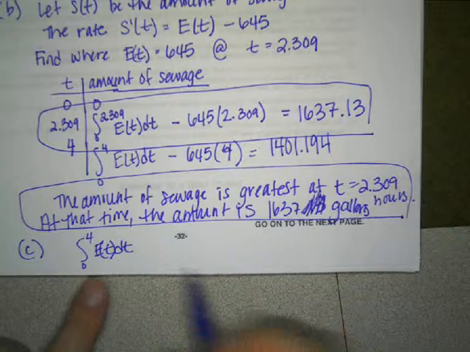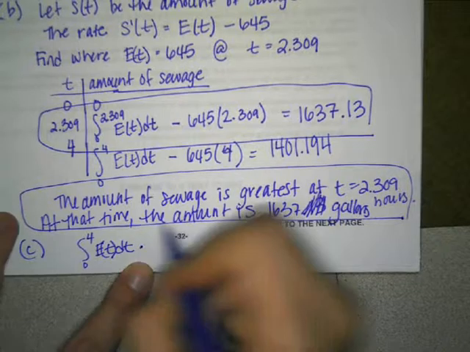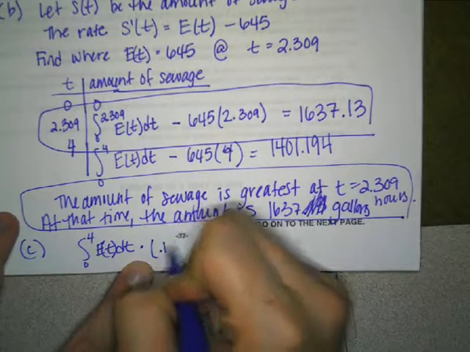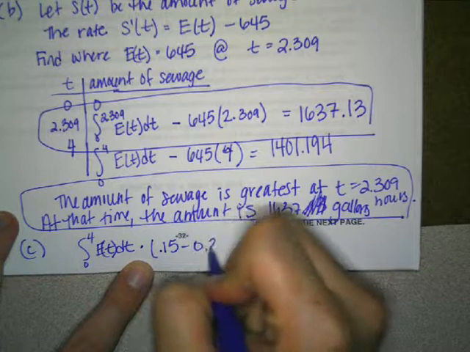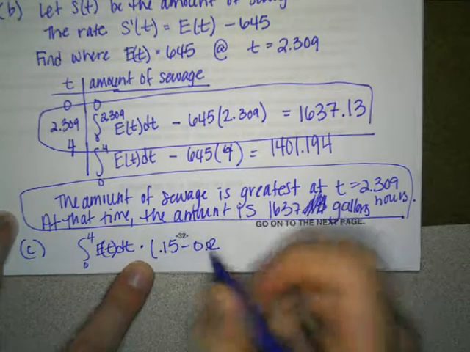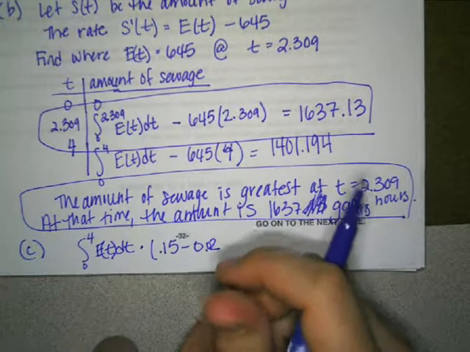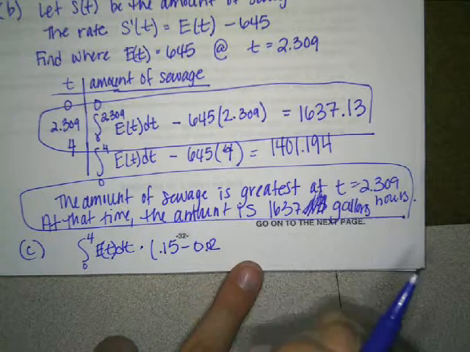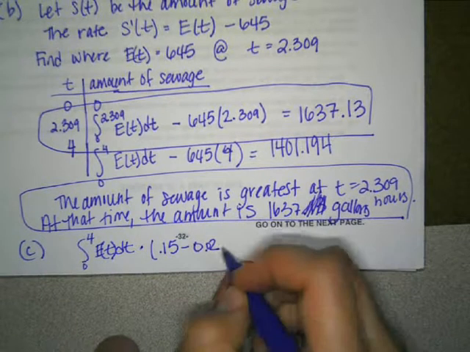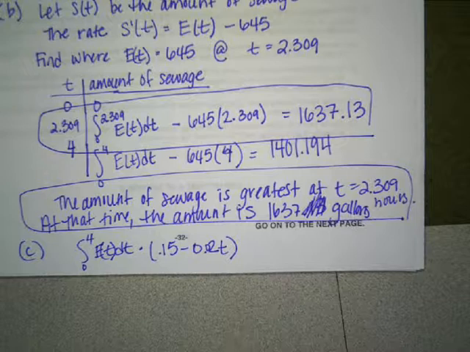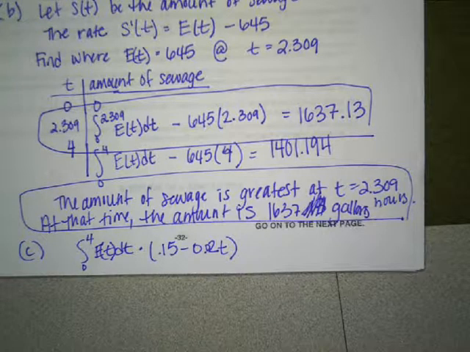Yeah, and then you would multiply whatever that answer is by 0.15 minus 0.02. Wait, what about the t minus 645? It's just the total amount, not the amount integrated. Yeah. They don't care about what you're taking out. They just ask the total amount that comes into it.